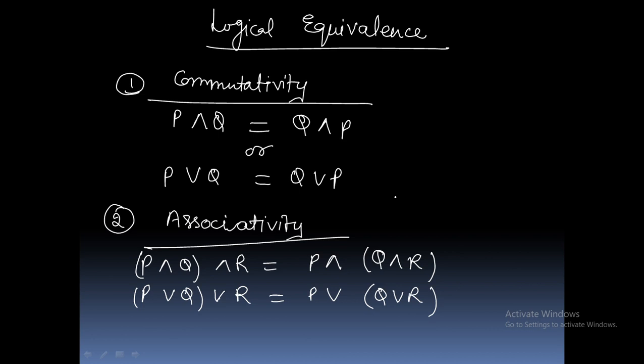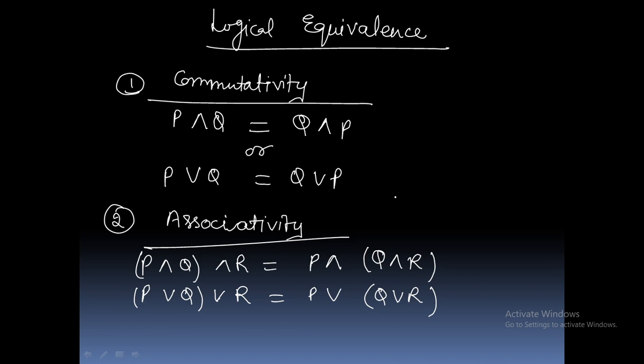law is commutativity. In this law, when we take P and Q on the left side, that will be equal to Q and P on the right side. If we take P or Q, that will be equal to Q or P.